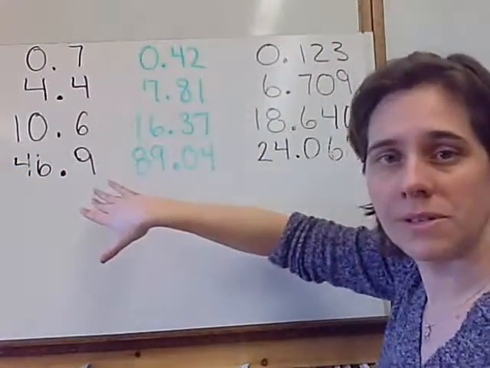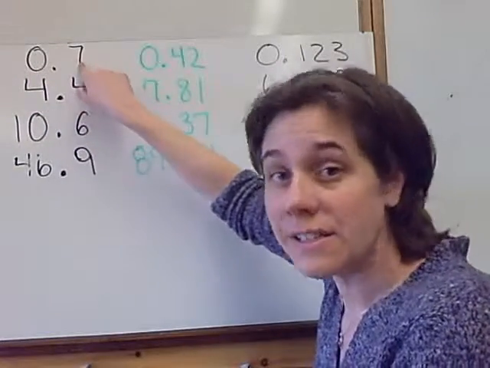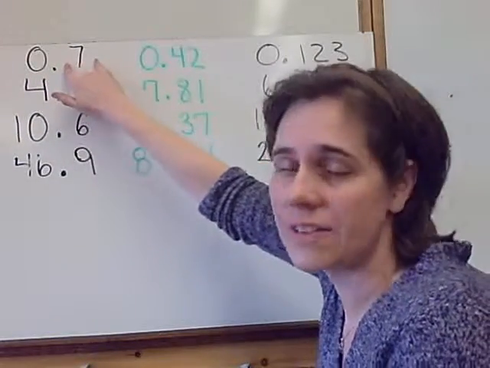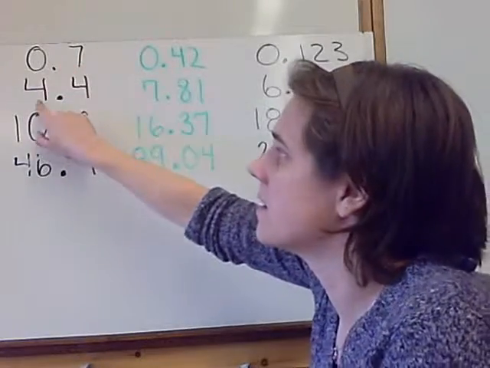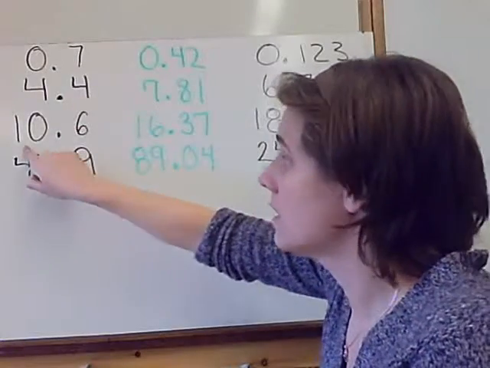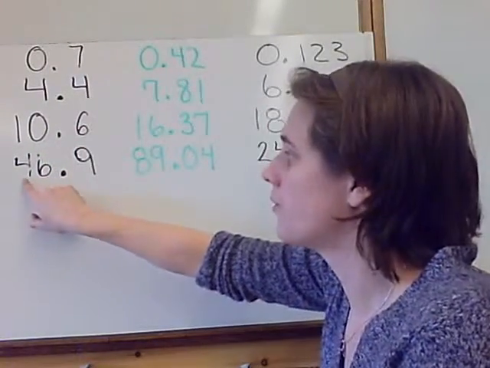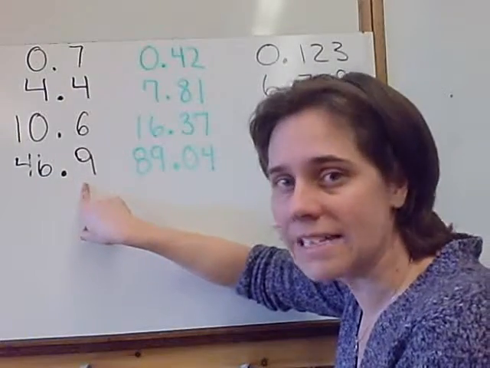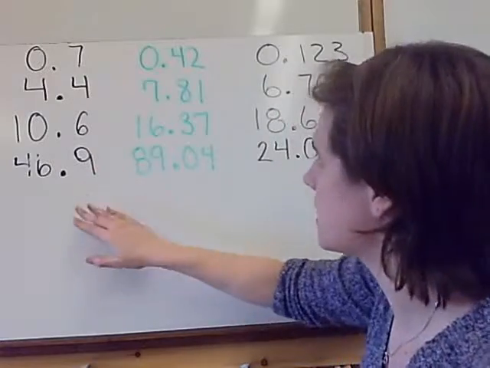Let's look at these numbers. They all are in the tenths. 0 and 7/10. I say the 7 just as if it were on its own, but then tell where it ends. I have 4 and 4/10 here, 10 and 6/10, 46 and 9/10, all ending in the tenths right after the decimal.